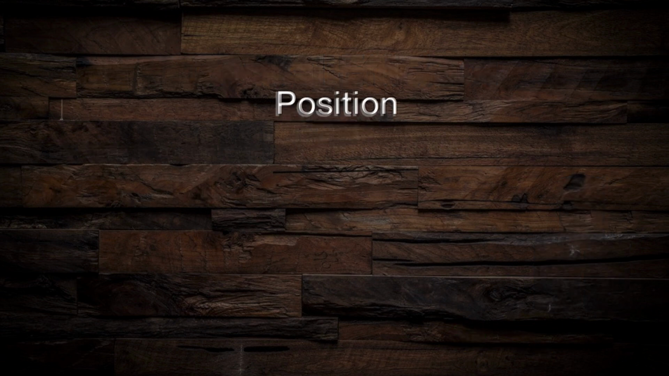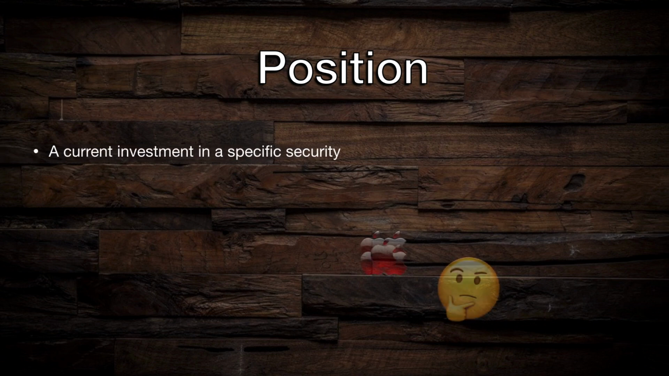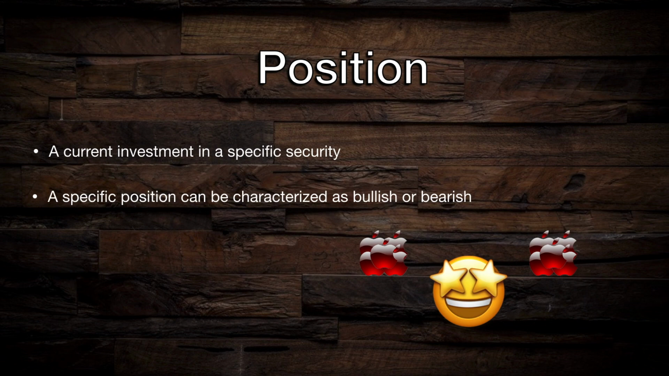A position is simply a term to describe an investment into a specific security. For example, an investor might own 200 shares of Apple and then decide to increase his position size to 400 shares because he is increasingly bullish on the stock. His position can also be described as a bullish position because the investor will benefit from increases in the value of Apple.